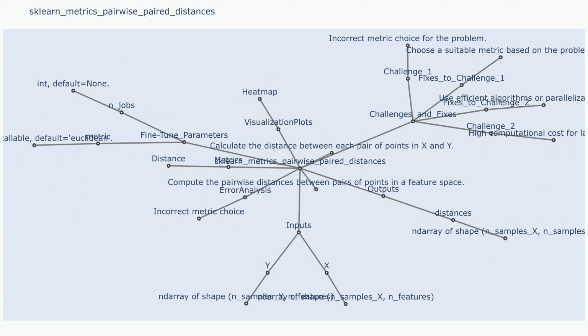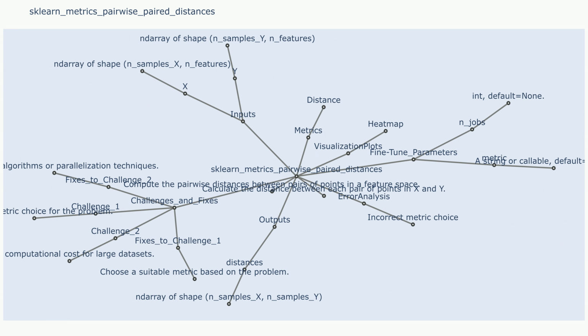Challenge 2: choosing the appropriate metric. Sample use case that resulted in challenge 2: selecting an inappropriate metric can lead to misleading interpretations of distances and impact downstream analysis. Fixes to challenge 2.